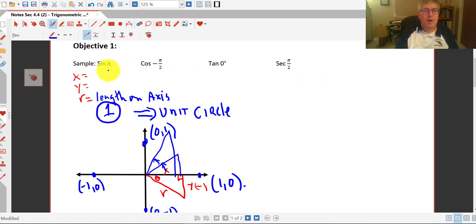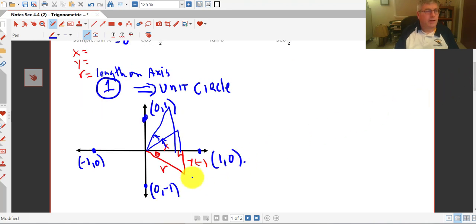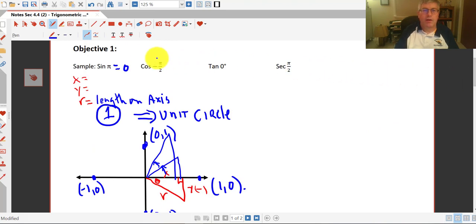So the sine of pi, well, sine is the y value. Pi is over here on the negative x-axis, so the sine of pi is simply equal to 0. The cosine of negative pi over 2, that's going to put us down here at the ordered pair 0, negative 1. We wanted cosine, that is the x coordinate at that point, and that point is 0.